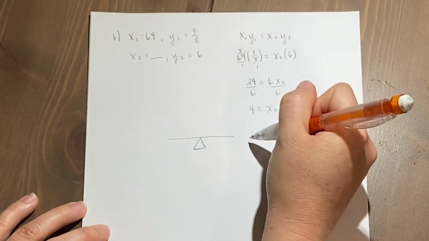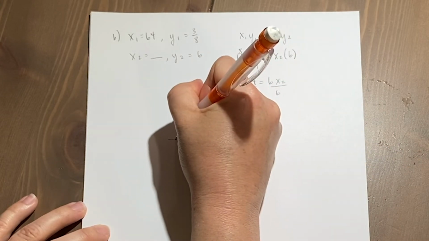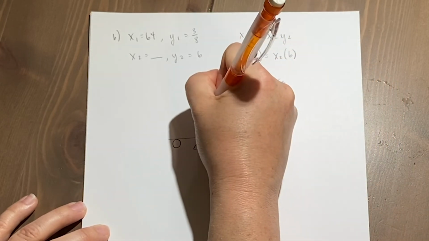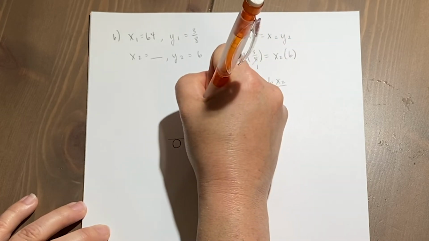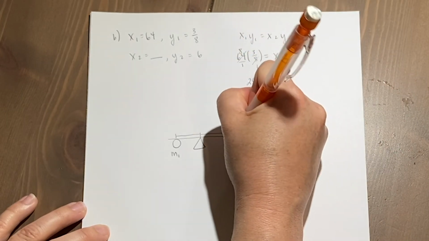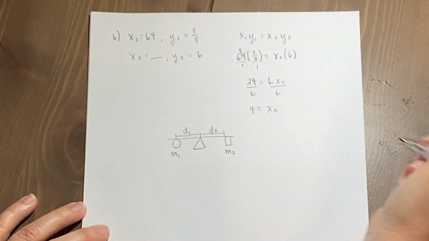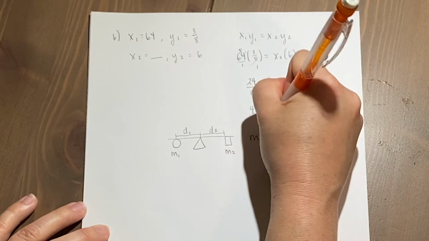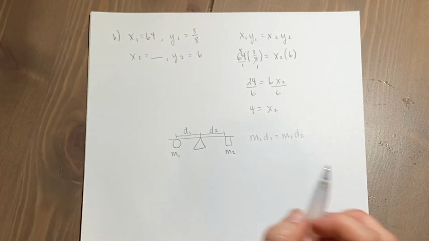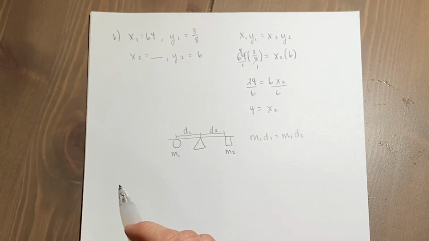All right, so you've got this lever, you've got the fulcrum in the middle. You've got some weight hanging off of this end and some weight hanging off of this end. This one is so far away from the fulcrum and this one is so far away. So this is our first mass, this is our second mass or weight. This is our first distance, this is our second distance. The relationship here: mass 1, distance 1 equals mass 2, distance 2. So anytime you've got this seesaw or lever type situation, this is how you would set it up.